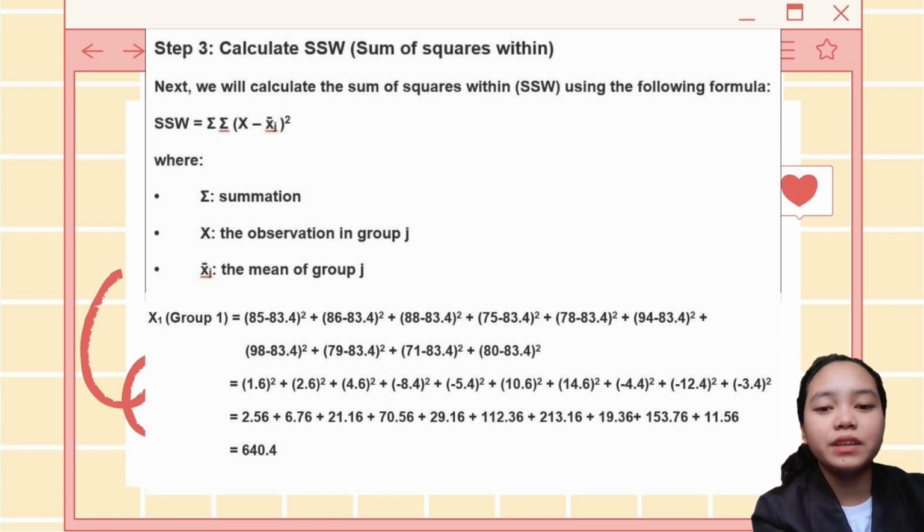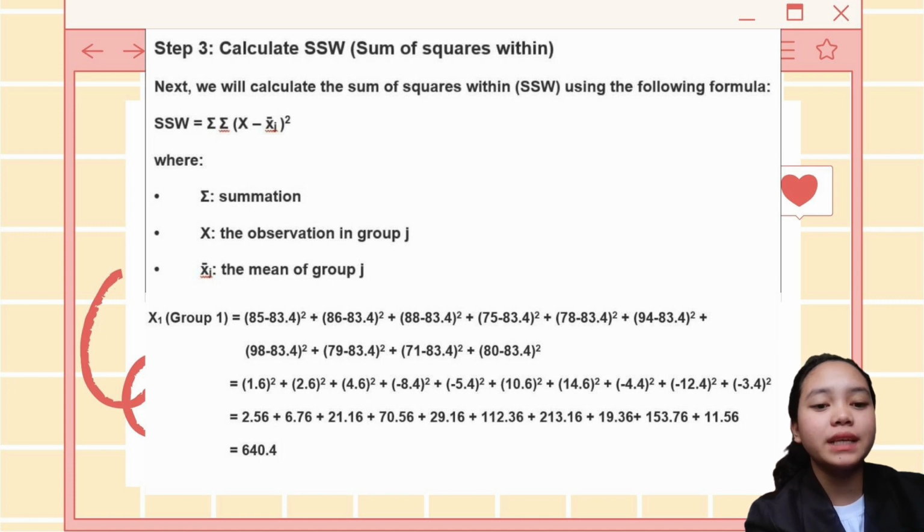Next, we will find the square of the following, which is 2.56 plus 6.76 plus 21.16 plus 70.56 plus 59.16 plus 112.36 plus 213.16 plus 19.36 plus 153.76 plus 11.56, and add the following, which is equal to 640.4.